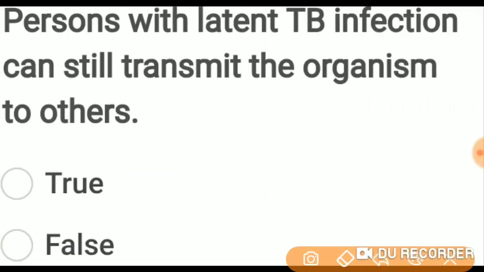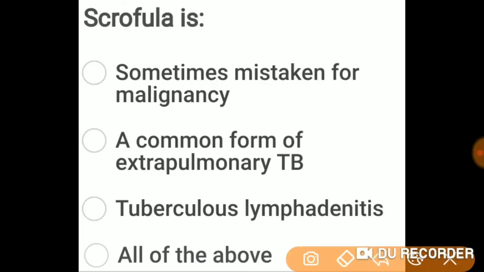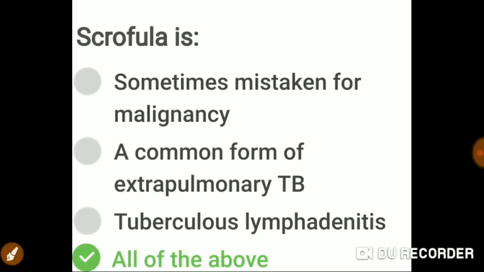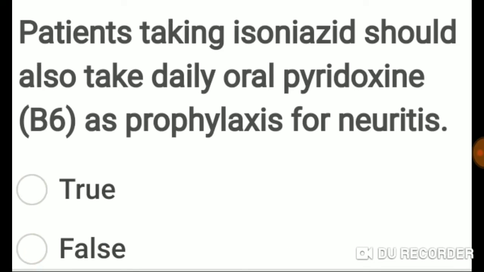Now, a person with latent TB infection can still transmit the organism to others? No. Latent TB, no transmission. Scrofula is sometimes mistaken for malignancy. Common form of extrapulmonary tubercular lymphadenitis, all. A patient taking isoniazid should also take daily oral pyridoxine, B6, for prophylaxis of neuritis.